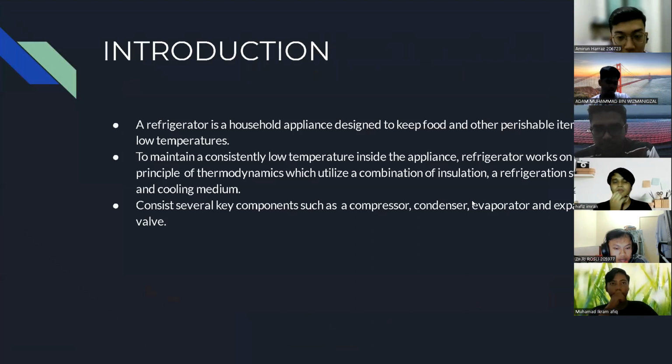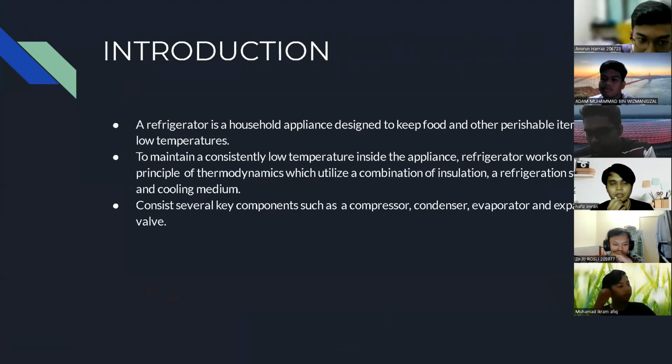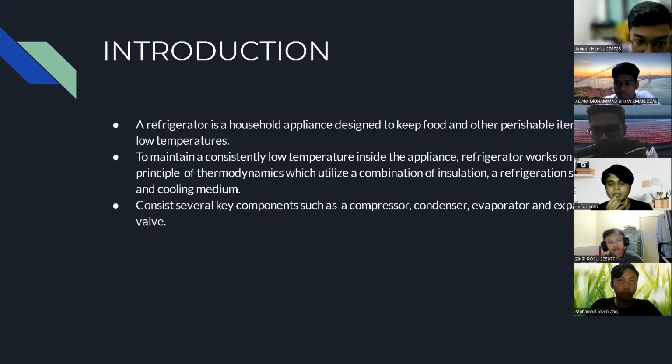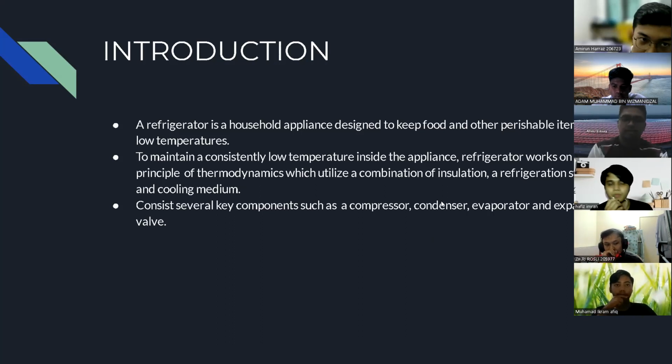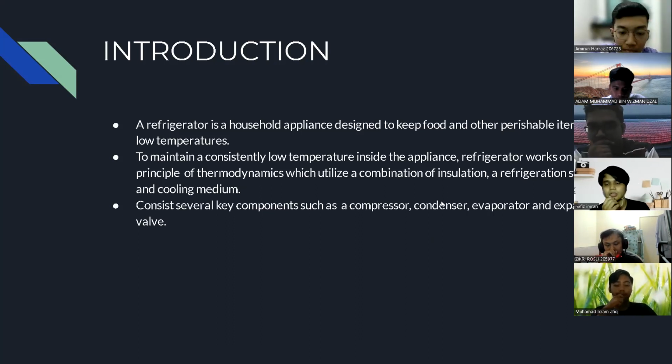So we will start with the introduction of the refrigerator. A refrigerator is a household appliance designed to keep food and other perishable items at a low temperature. To maintain a consistently low temperature inside the appliance, a refrigerator works on the principle of thermodynamics, which utilizes a combination of insulation, a refrigeration system, and the cooling medium. A basic refrigerator consists of several key components such as a compressor, condenser, evaporator, and expansion valve. Next slide.